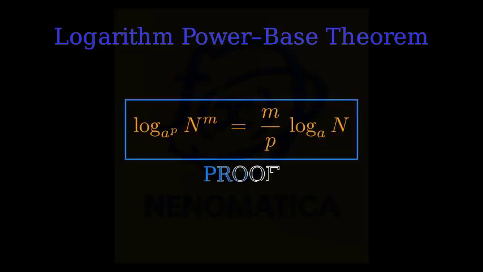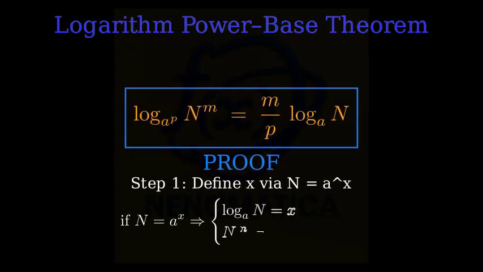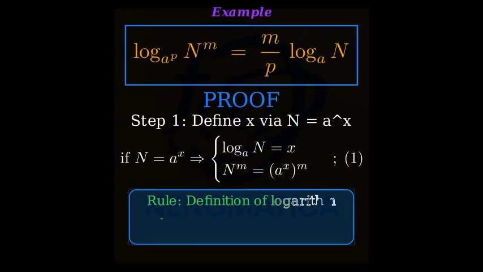Proof. We will follow a clean sequence of algebraic steps. Step 1. Define x by letting n equal a to the x. This immediately gives two facts: log base a of n equals x, and n to the m equals a to the x, all raised to m. We record this as statement 1.